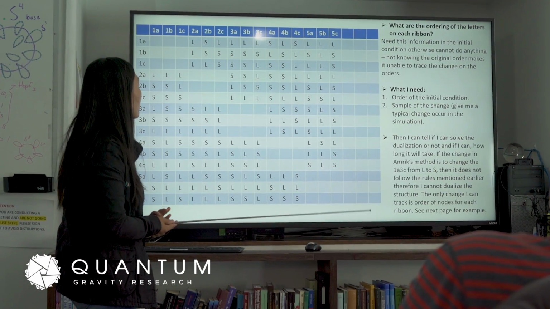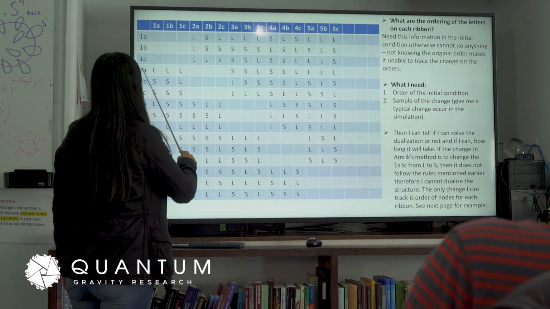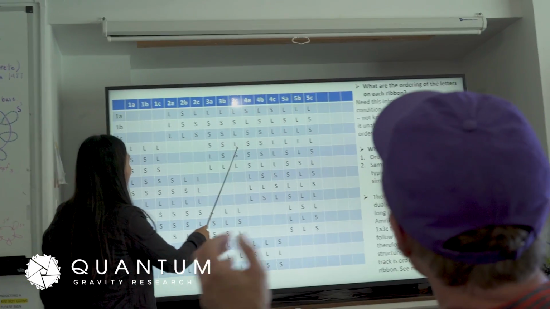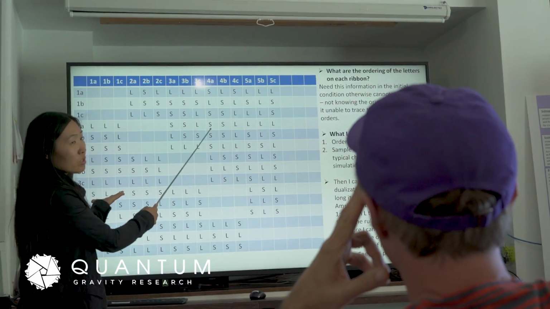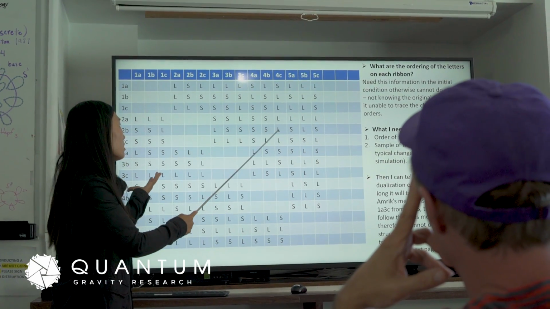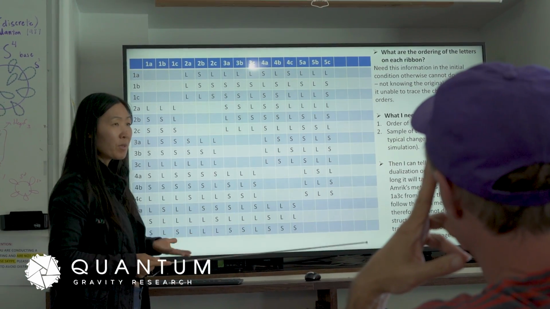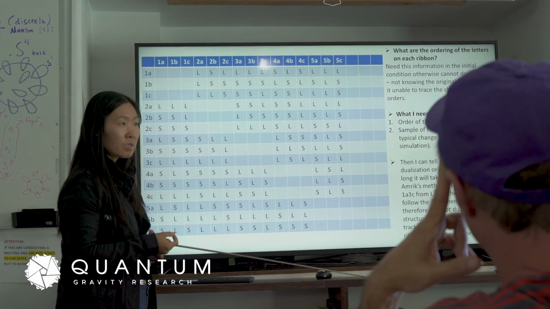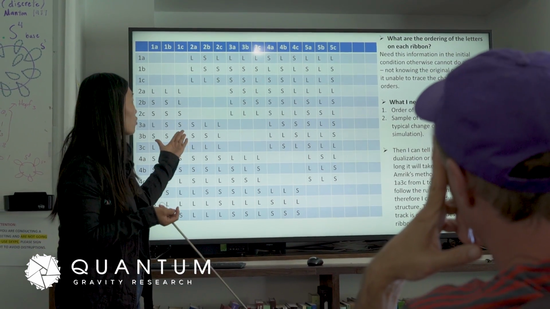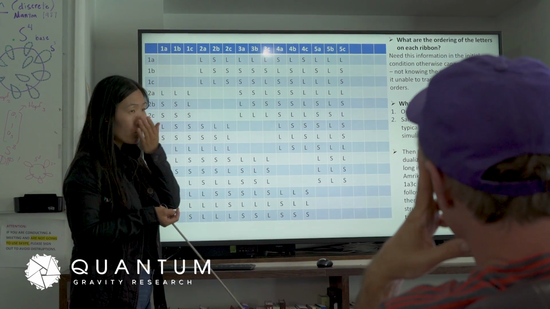So what's going to happen is, for example, 2A and 3C intersect at L, but in his case, he would change this to S. Instead of L, he changed it to S. This does not happen in the fix and flip. This is a completely different thing. So that's why I can't track his order and I can't dualize it.